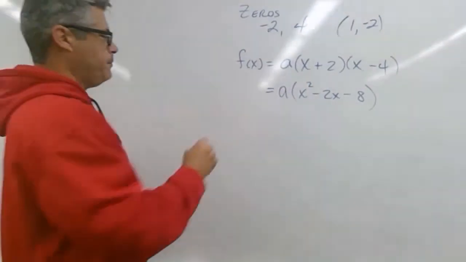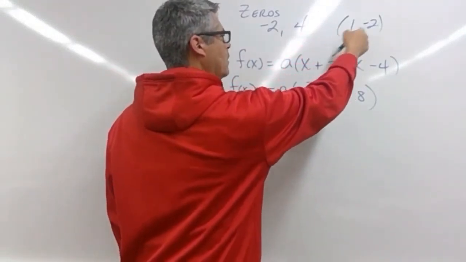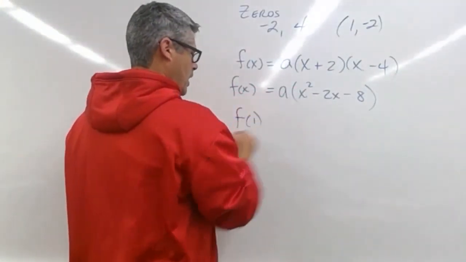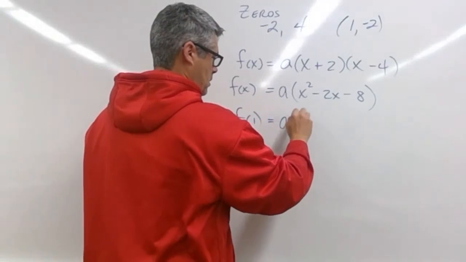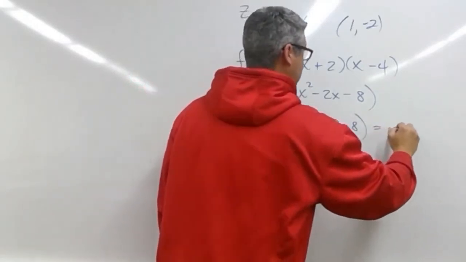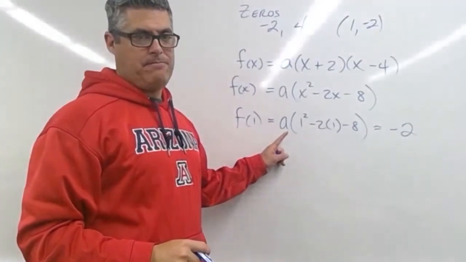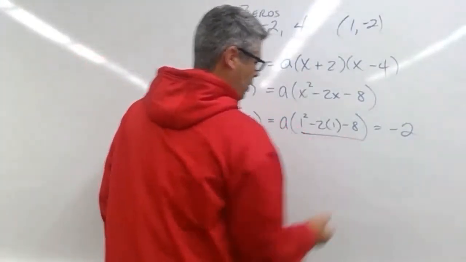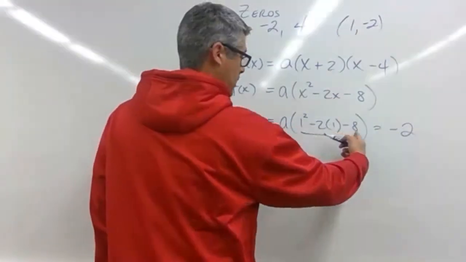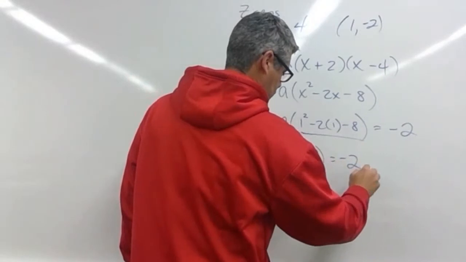Okay? Now, the point is this. When x is 1, y is supposed to be negative 2. Okay? So when x is 1, it better give me an answer of negative 2. But if you notice, the a is what's going to dictate that. Okay? So I go ahead and work out this part. So 1 minus 2 is negative 1, minus 8 is negative 9, is equal to negative 2.